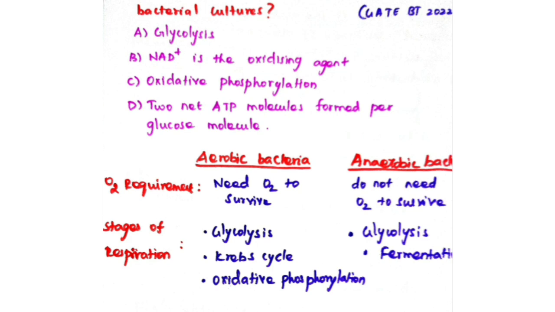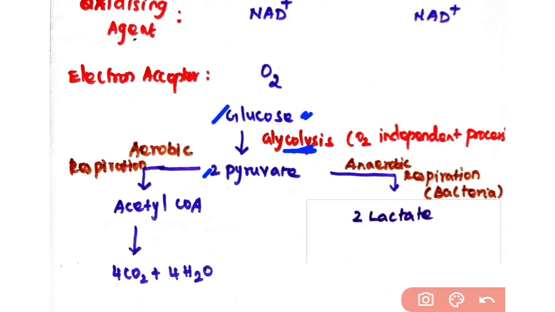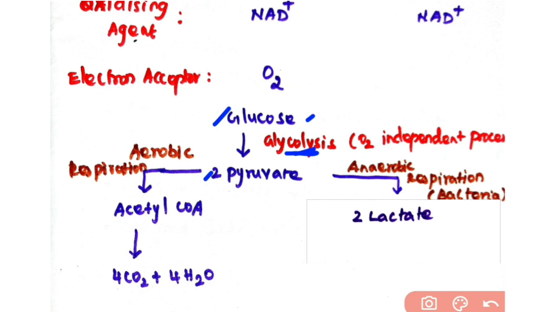So the option is glycolysis. Yes, glycolysis is common for both aerobic and anaerobic bacteria. Why? Because glycolysis takes place in the cytoplasm, and it is an oxygen independent process. This process doesn't need oxygen, so it occurs in both aerobic bacteria and anaerobic bacteria. So glucose is the source of energy.